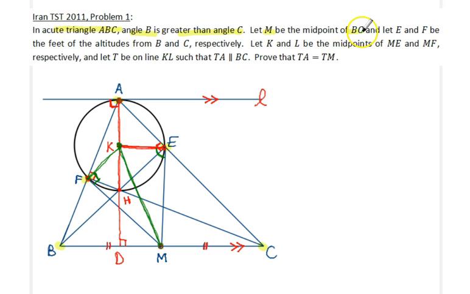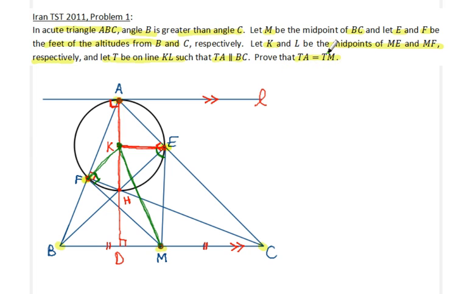Let M be the midpoint of BC, you can clearly see M marked here, and let E and F be the feet of the altitudes from B and C. So E and F, you can also see it here on the picture. Let K and L be the midpoints of ME and MF respectively, and T be on line KL such that TA is parallel to BC. Prove that TA is equal to TM.